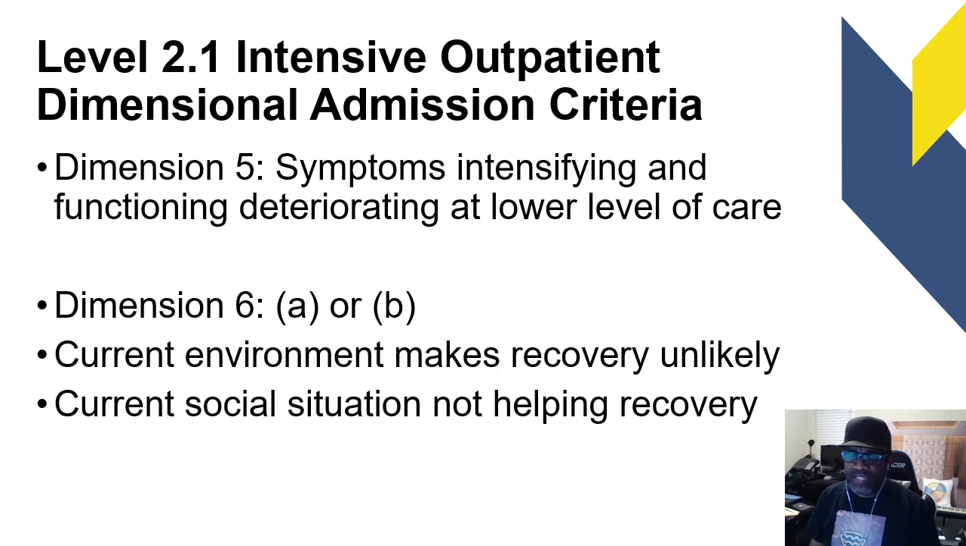Level 2.1, intensive outpatient dimensional admissions criteria, Dimension 5, symptoms intensifying and functioning deteriorating at lower level of care. Dimension 6, A or B, current environment makes recovery unlikely or current social situation not helping recovery.